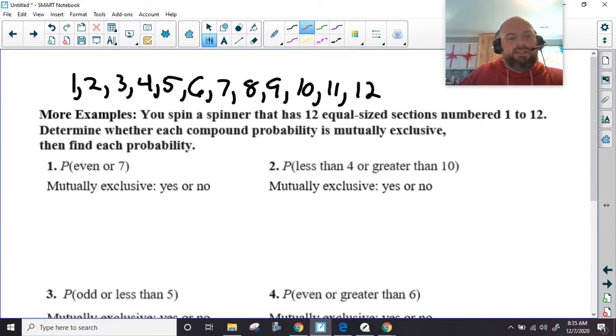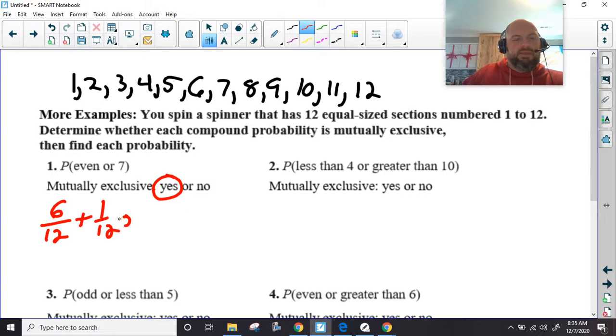Now, this one, even number or 7. So there's going to be 6. All right. So are these mutually exclusive? Yes. You can't be 7 and even. Okay, that's just not going to happen. So 6 over 12 plus 1 over 12. This is 7 over 12.